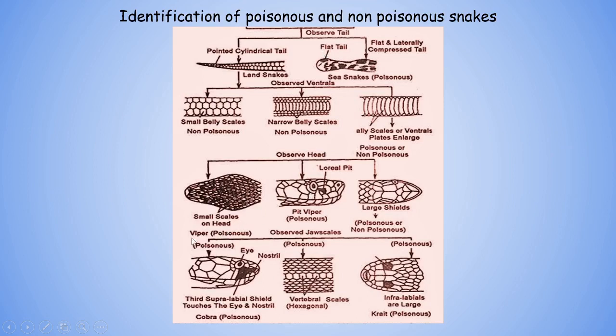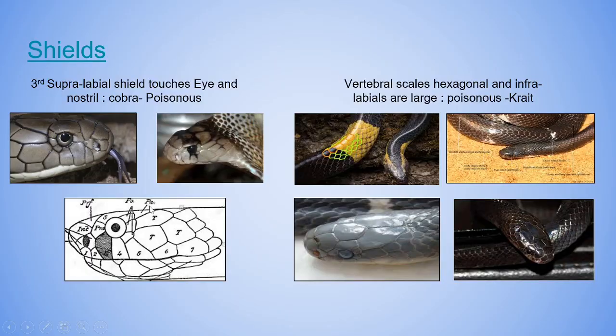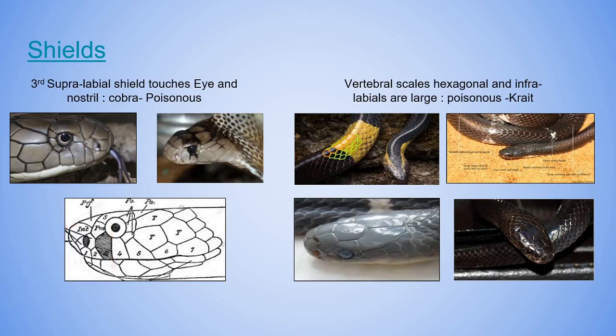And the other feature is, we have completed the observation of the head. Next we have to see whether they are having such different types of scales to be identified as cobra or krait. So moving on to that, these are the shields. First one, the third supralabial shield, if it touches the eye and the nostril. So this one is the third supralabial. So as you can see here, this one is the third supralabial, which is marked here. You can see here, this is also marked here.